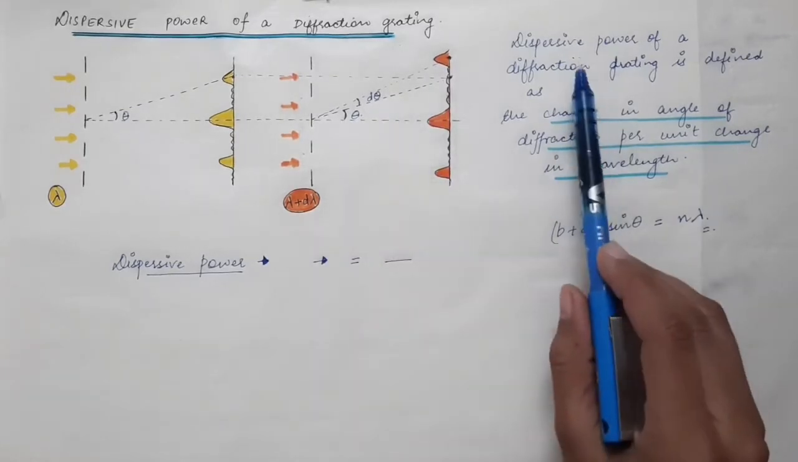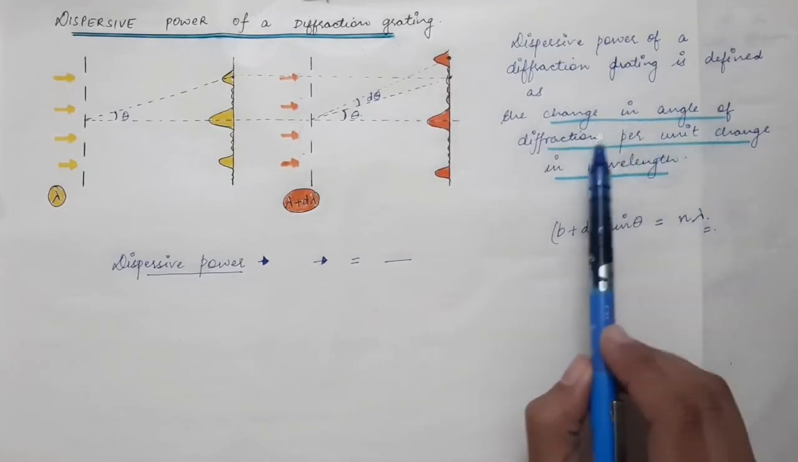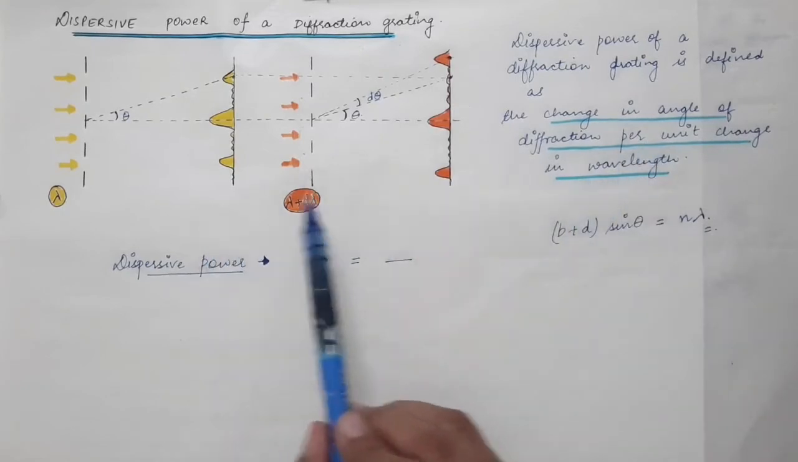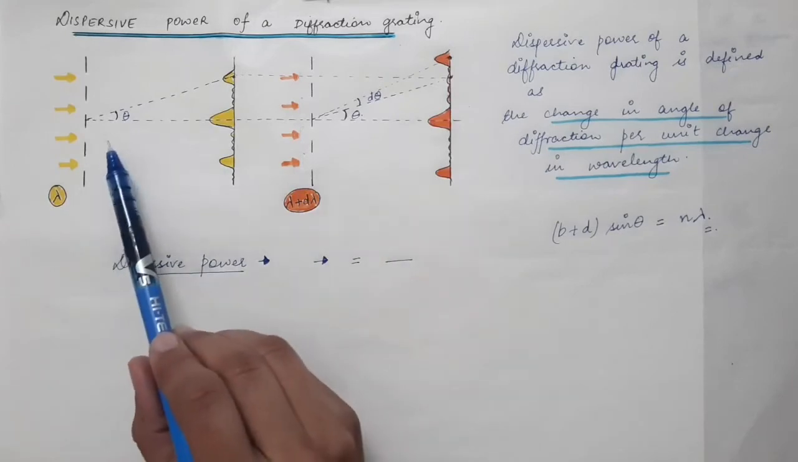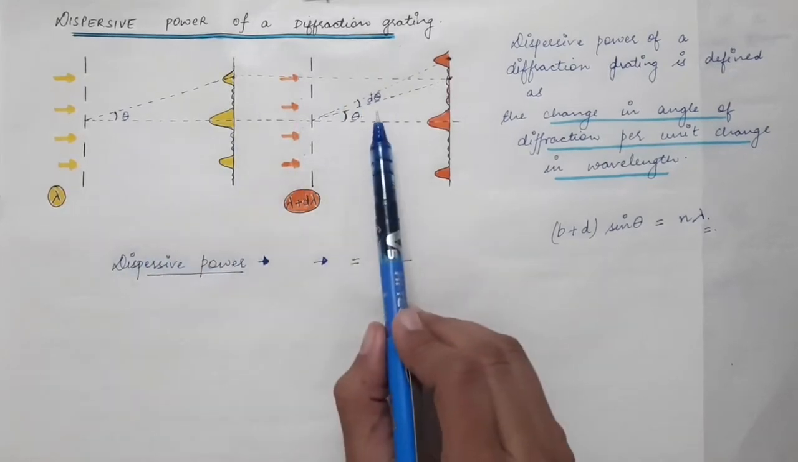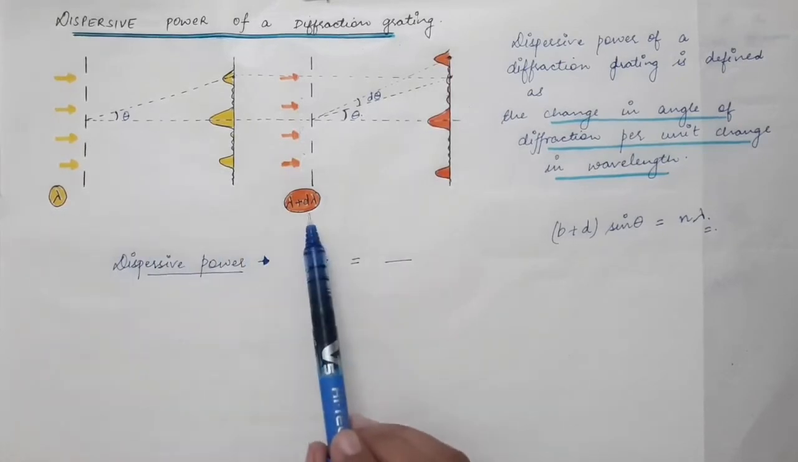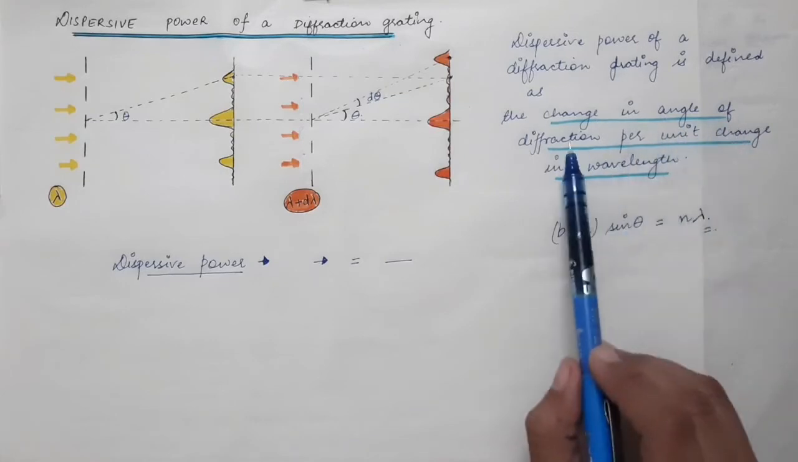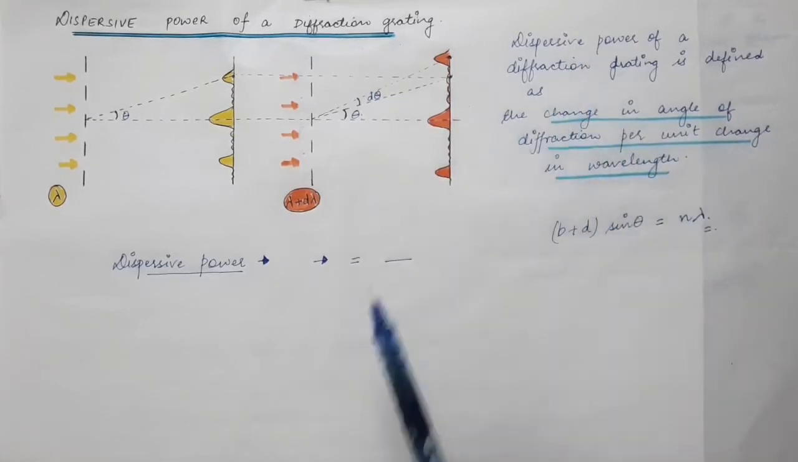Now the dispersive power of a diffraction grating is defined as the change in the angle of diffraction per unit change in wavelength. If you change the wavelength, you can see that the angle of diffraction is also changing. Here the angle of diffraction was theta, here it is theta plus d theta. Here the wavelength was lambda and here the wavelength is lambda plus d lambda.